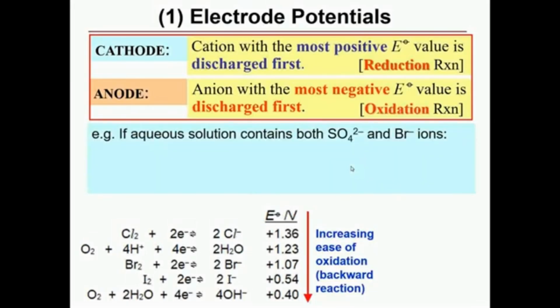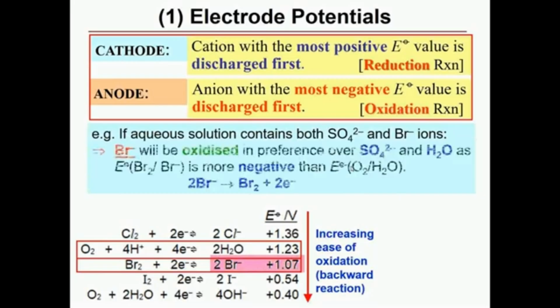So if we have an aqueous solution containing, say, sulfate and bromide ions, and there's also water present in the aqueous solution, from the E0 values, the one with the most negative E0 is discharged first. So hence bromide ion will be discharged in preference to water. So the reaction at the anode will be bromide oxidized to bromine.